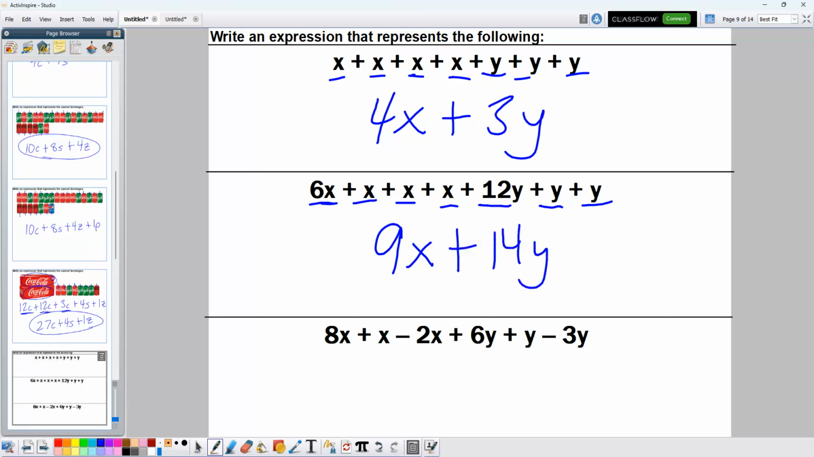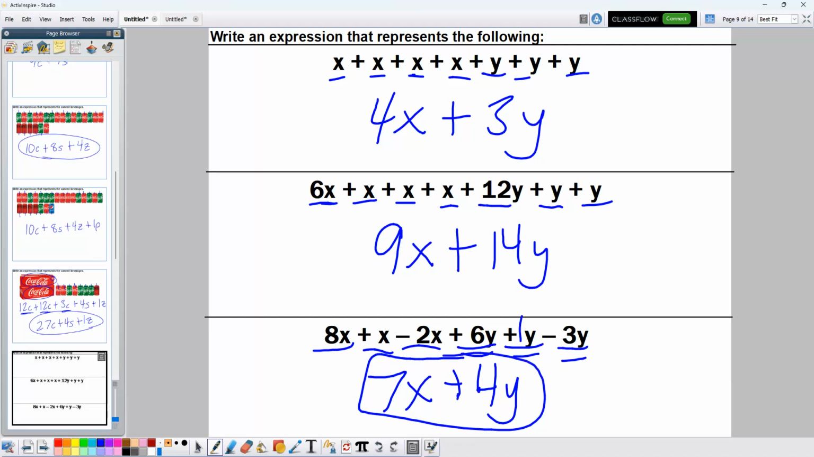All right, so what's weird about this last one? Well, there's some minus signs here. It's almost like someone drank some of the Cokes or something. So I had 8 x's plus another x. That would be 9 x's. Minus 2 would be 7 x's. How many y's? Well, I got 6 and 1 y minus 3y. I think that would be 6 plus 1 is 7. Minus 3 is 4y. Okay with that?